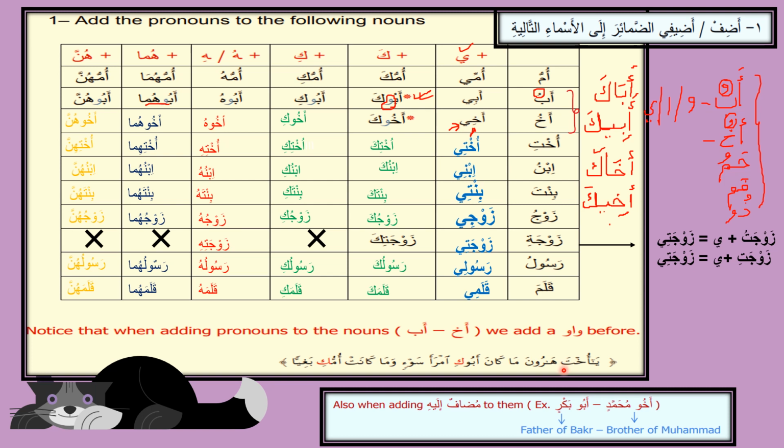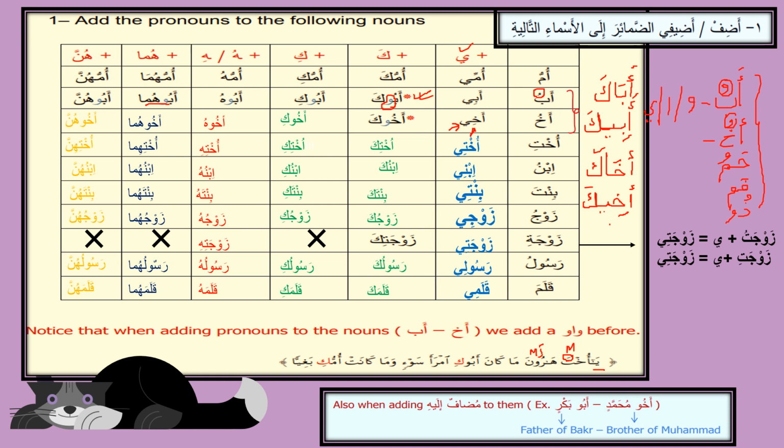Now when any mudaf ilayhi name comes with harf nida, ya is the harf nida, the calling particle, remember. After the harf nida, if any name comes in idafa, ukht is the mudaf and Harun is the mudaf ilayhi here. You can see a fatha. This is the rule. When an idafa name comes after harf nida, what happens? The mudaf takes a fatha and the mudaf ilayhi is in kasra.